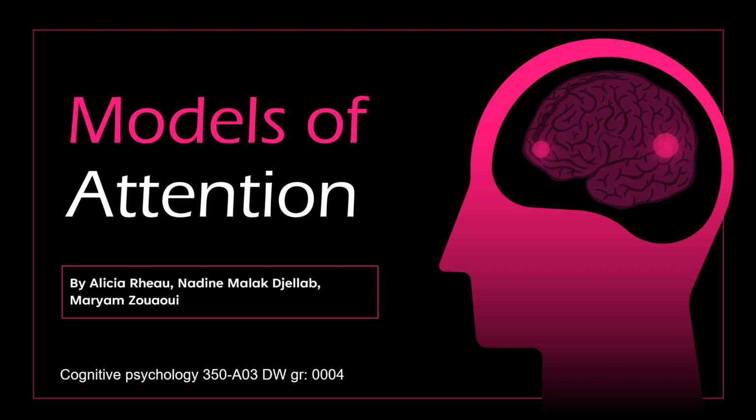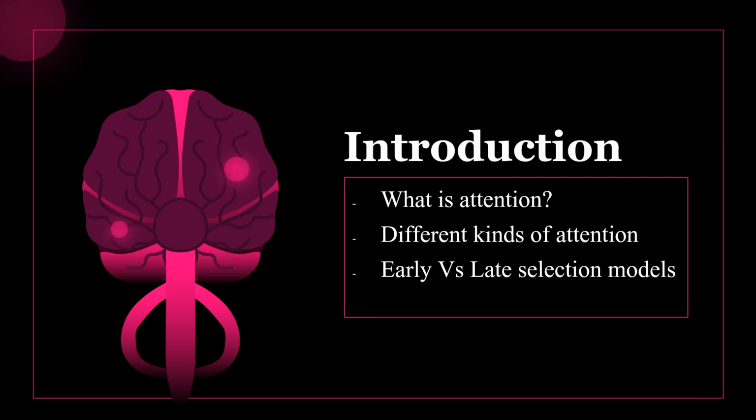We're going to present the models of attention. Attention, as defined by psychology, is our ability to concentrate our consciousness on a stimulus while excluding any other stimulus around. There exist two kinds of attention theories.